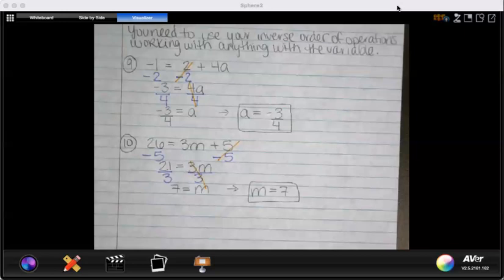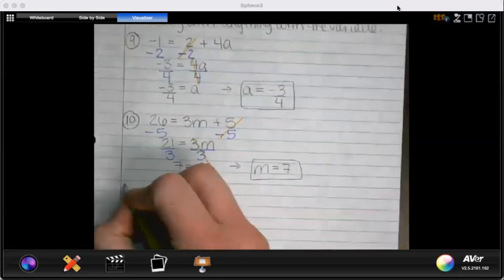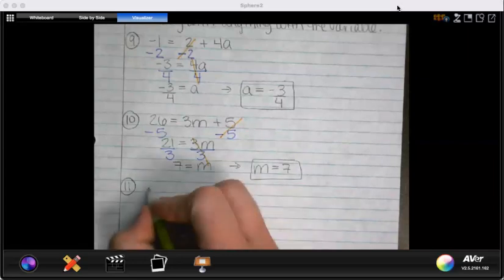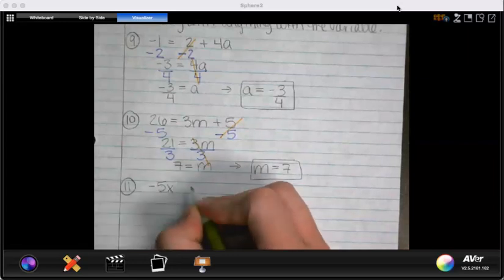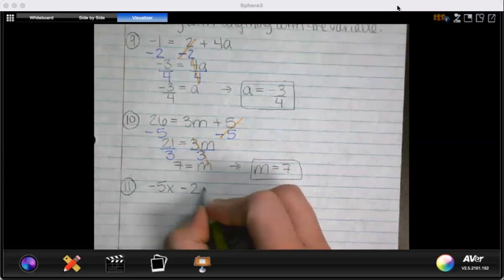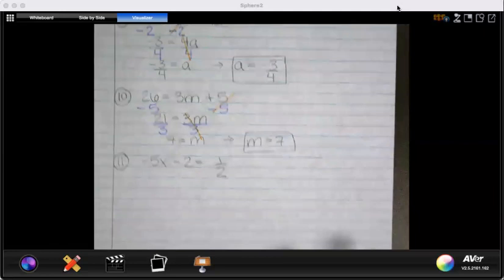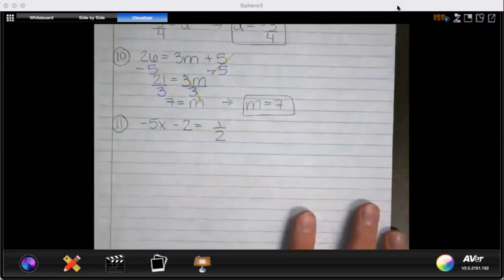And again, as a reminder, we work with what is with the variable, but not attached to the variable first. And then we work with what is attached to the variable. Now, because I know we love our fractions, let's try and work with a fraction problem. Negative 5x minus 2 equals 1/2.